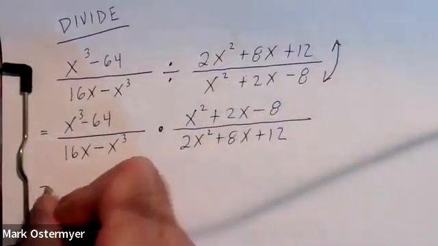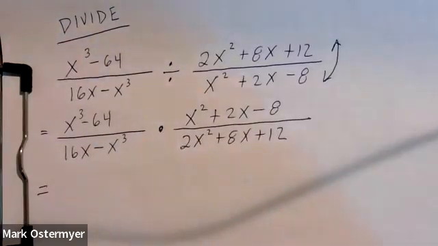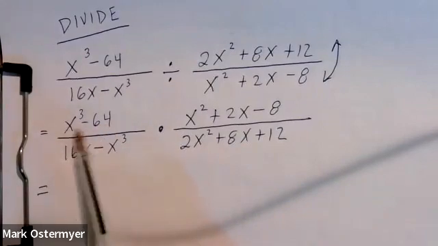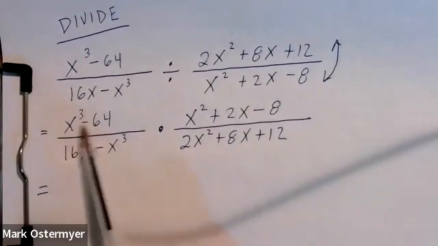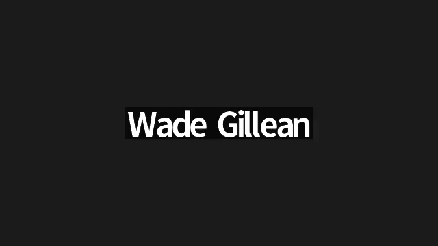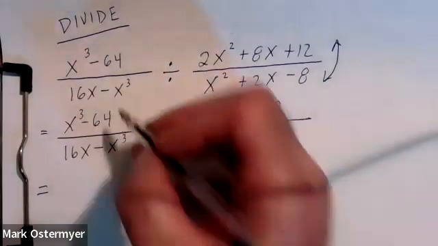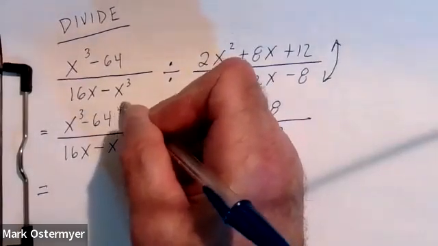Okay, now that we've accomplished that task, we now have to do a whole bunch of factoring. We've got to factor every one of these polynomials completely. So let's take x cubed minus 64. What kind of binomial are we confronted with here? How are we going to factor this? It's the difference of cubes, the difference between perfect cubes. 64 is 4 times 4 times 4, or 4 cubed.